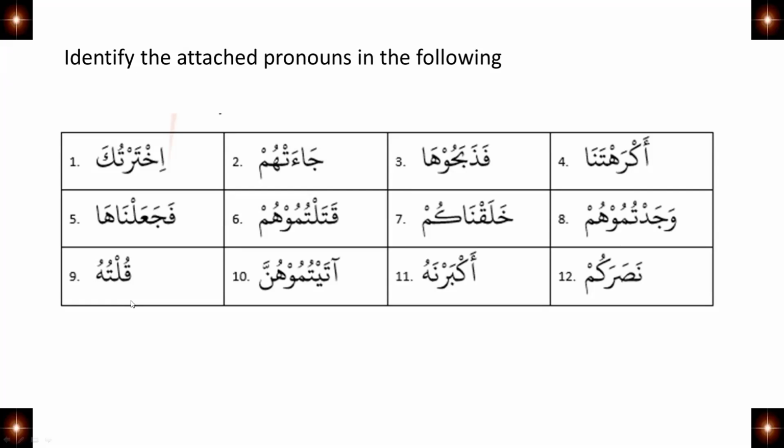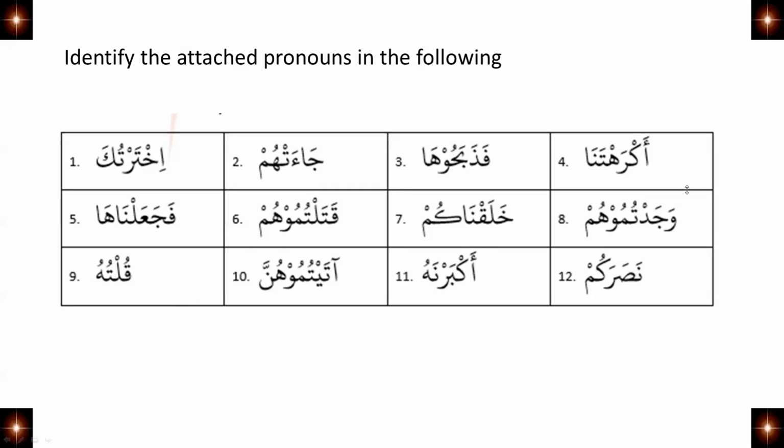Qultuhu. Yes, Alpha. Wajad antum fi'il, fa'il, maf'ul. Okay, I like that style too. It's not bad. That's quite an interesting style there, Alpha. So wajad is the fi'il, antum is the fa'il, and hum is maf'ul. So fi'il, fa'il, maf'ul. Very good. It's a good style. I like that approach. Good.